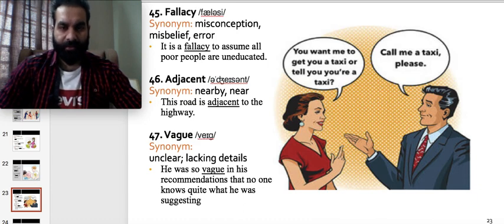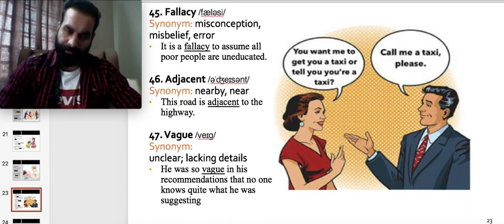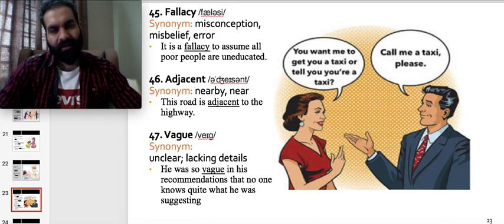And the next word, fallacy. Fallacy, misconception, misbelief, error. It is a fallacy to assume all poor people are uneducated.